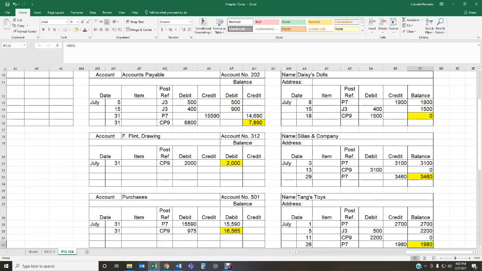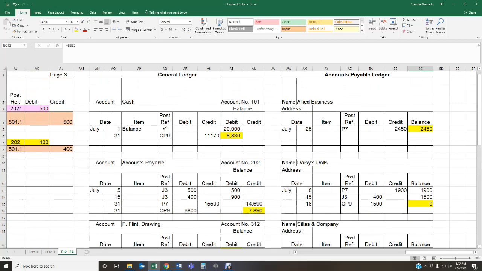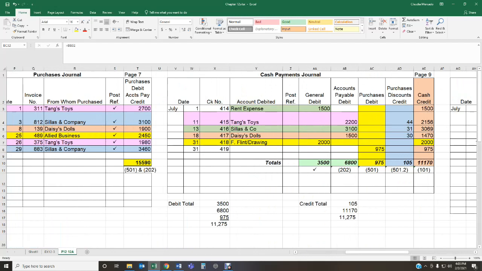I buy from CS and Company. I owed CS and Company $3,460. And then I have Tang's Toys, and I owe Tang's Toys $19.80. When we post here, we have to go back and identify that these transactions have been posted.